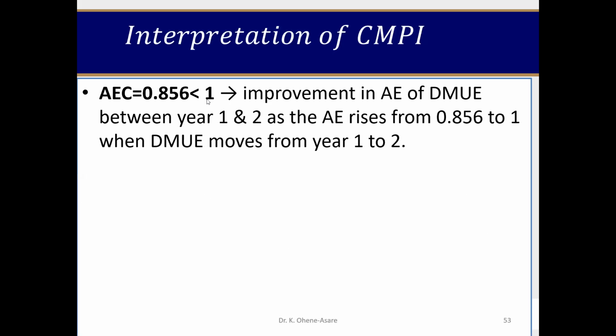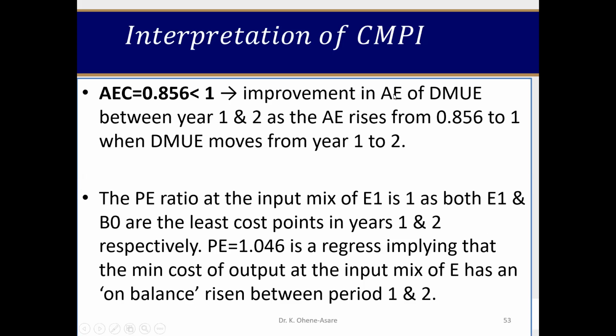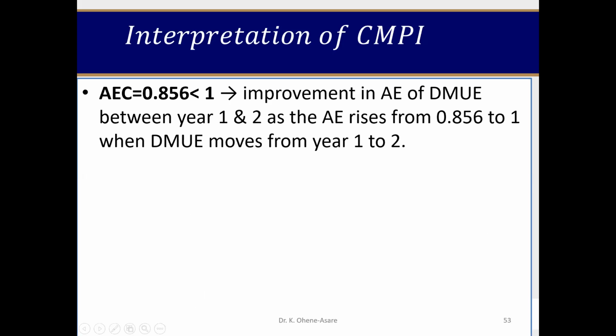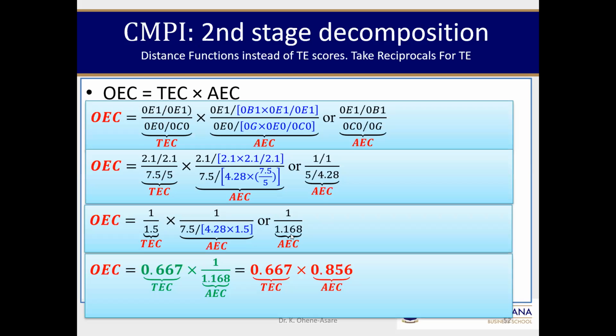Oh, by the way, this is the interpretation. It shows an improvement in allocative efficiency of DMU E between year 1 and 2, since the allocative efficiency part has risen from 0.856 to 1. You can see that it's risen from that. If you look at the value here, look at it. 0.856 to 1.